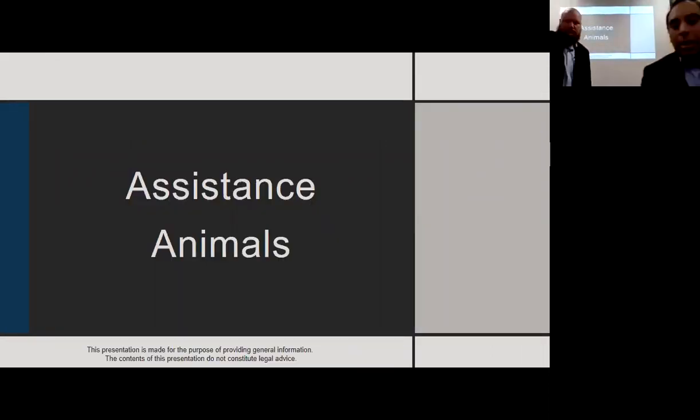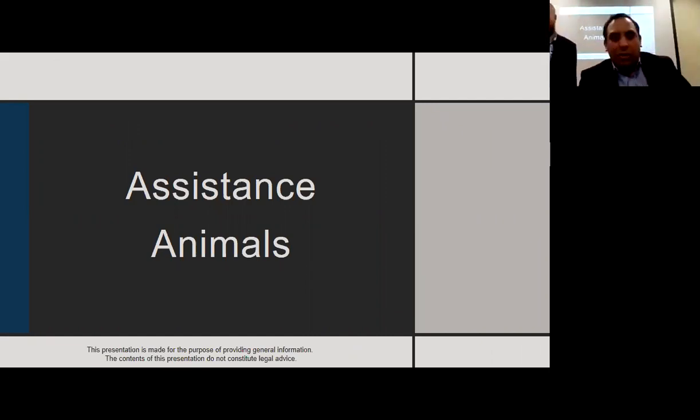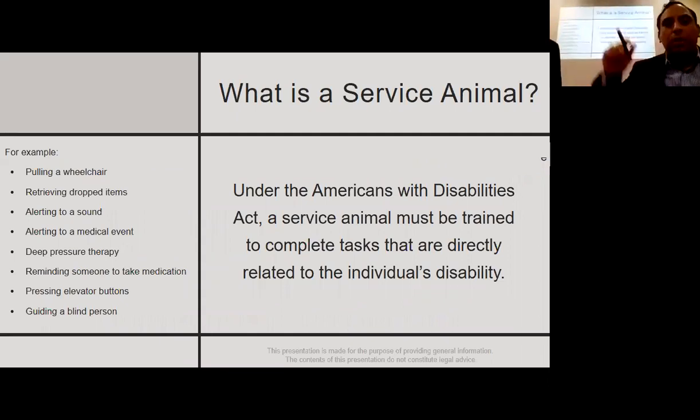So not to rehash a lot of what Jay said, because there's some overlap here, but I did want to go into a little bit more detail about service animals and support animals. So what is a service animal? The Americans with Disabilities Act actually defines it. A service animal must be trained to complete tasks that are directly related to the individual's disability. So you see the examples listed there: pulling a wheelchair, retrieving dropped items, alerting to a sound, a guide dog. Those are all service animals. And all service animals are regulated by the ADA, the Americans with Disabilities Act.